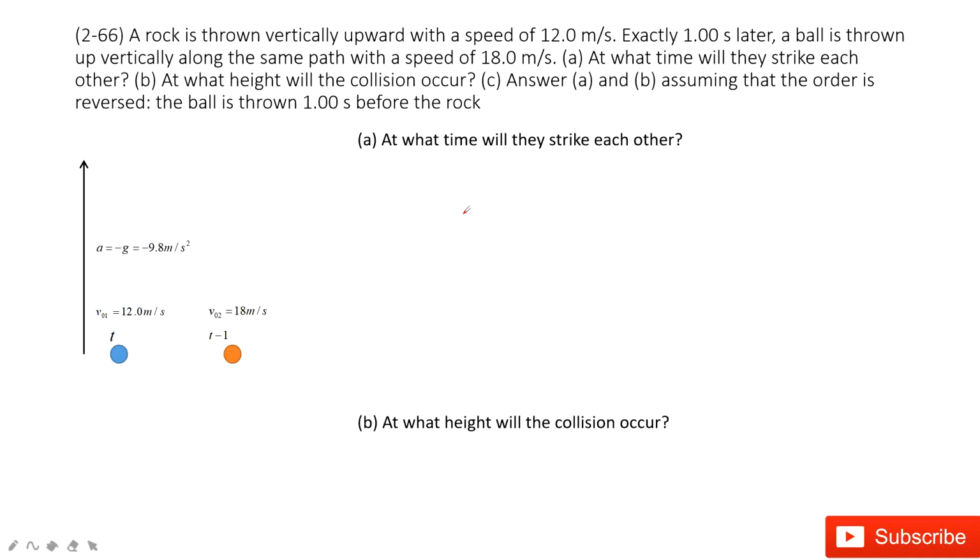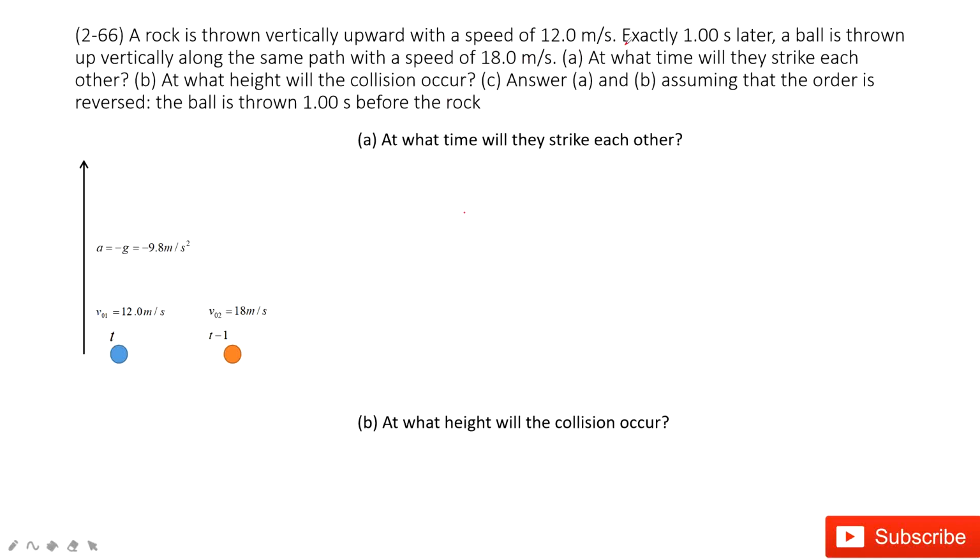Problem 66 in chapter 2. This is still a two-body problem. It tells us a rock is thrown vertically up with a speed of 12 meters per second. So this is still an up-throw problem. We choose up as the positive direction. The initial velocity for object 1 is 12 meters per second, and the time taken is t.